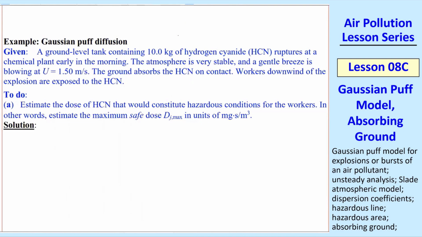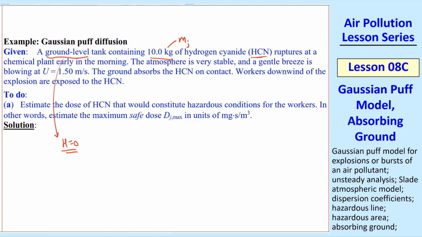So now let's do an example Gaussian puff diffusion. Here we have a ground level tank containing 10 kilograms of hydrogen cyanide. So let's label some of the things. Ground level tank, that means that H is equal to 0. And 10 kilograms is your total M. Mj, that's the mass that's released of this nasty gas, hydrogen cyanide.